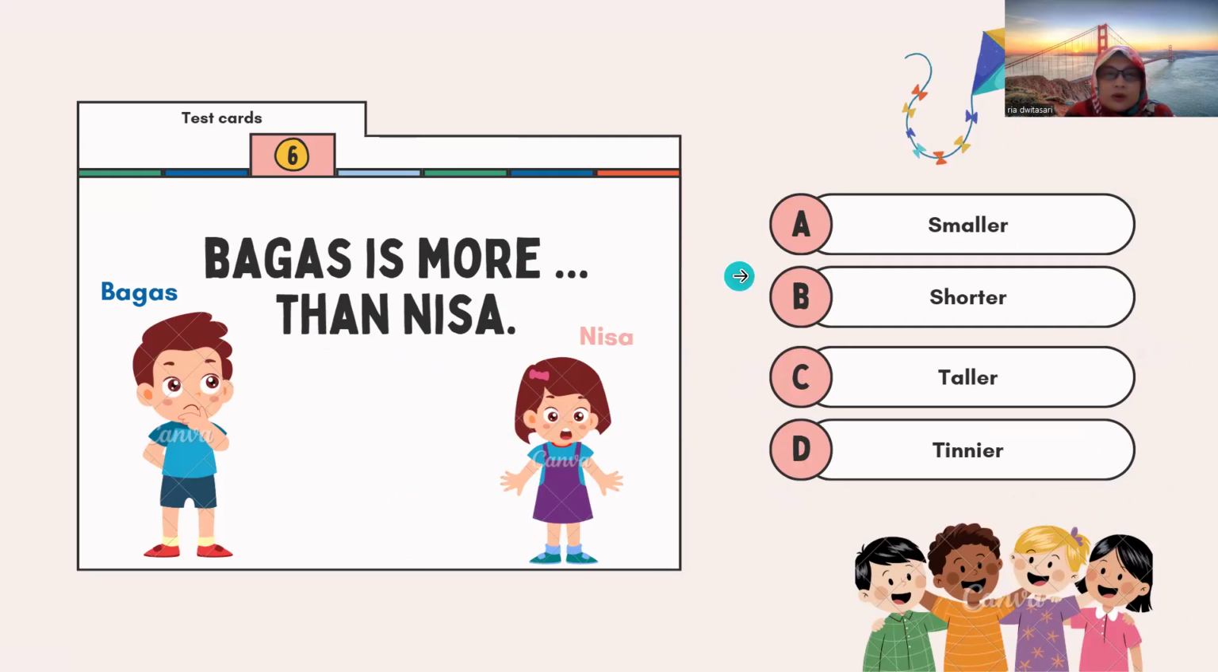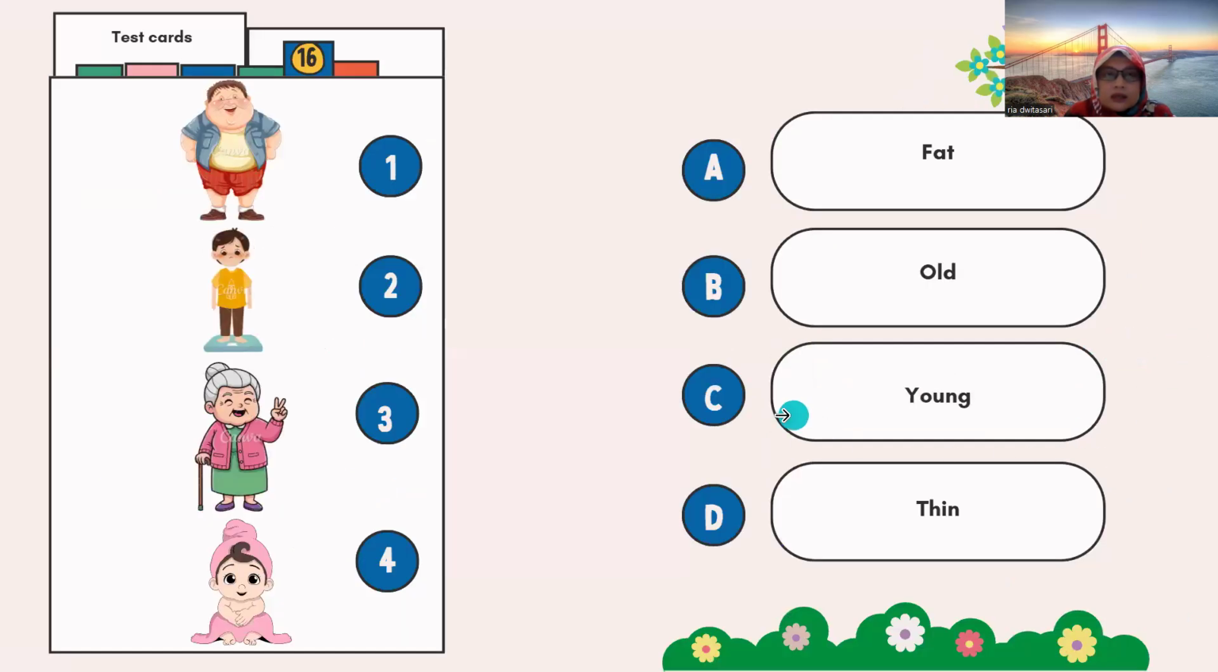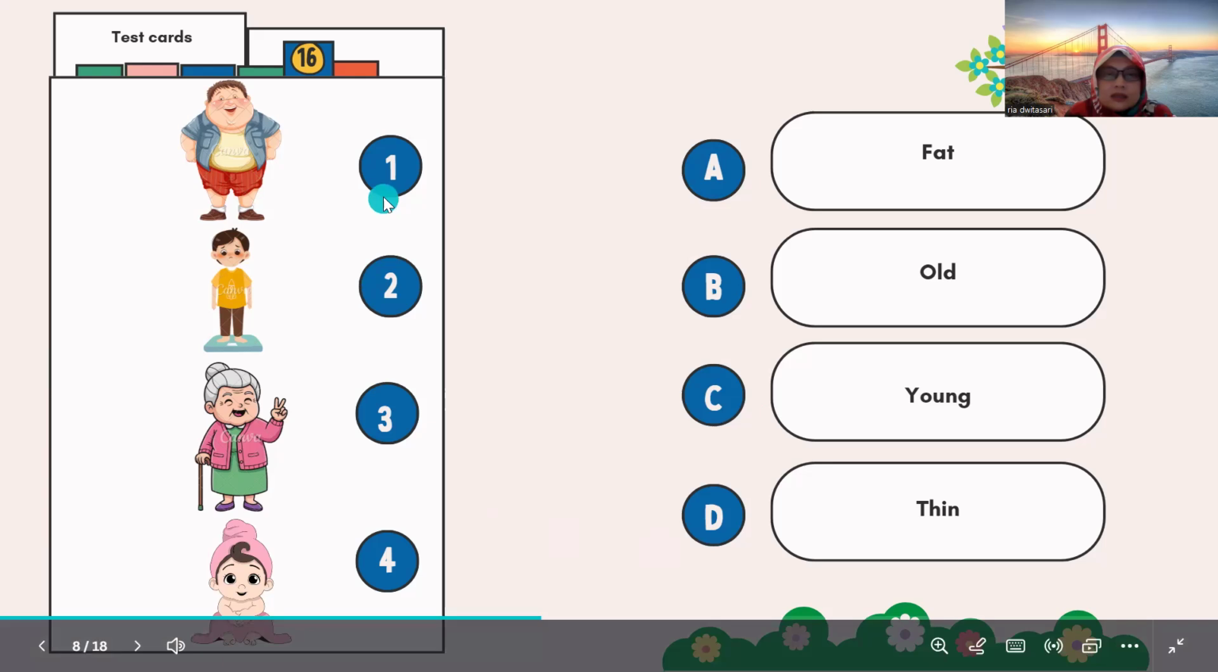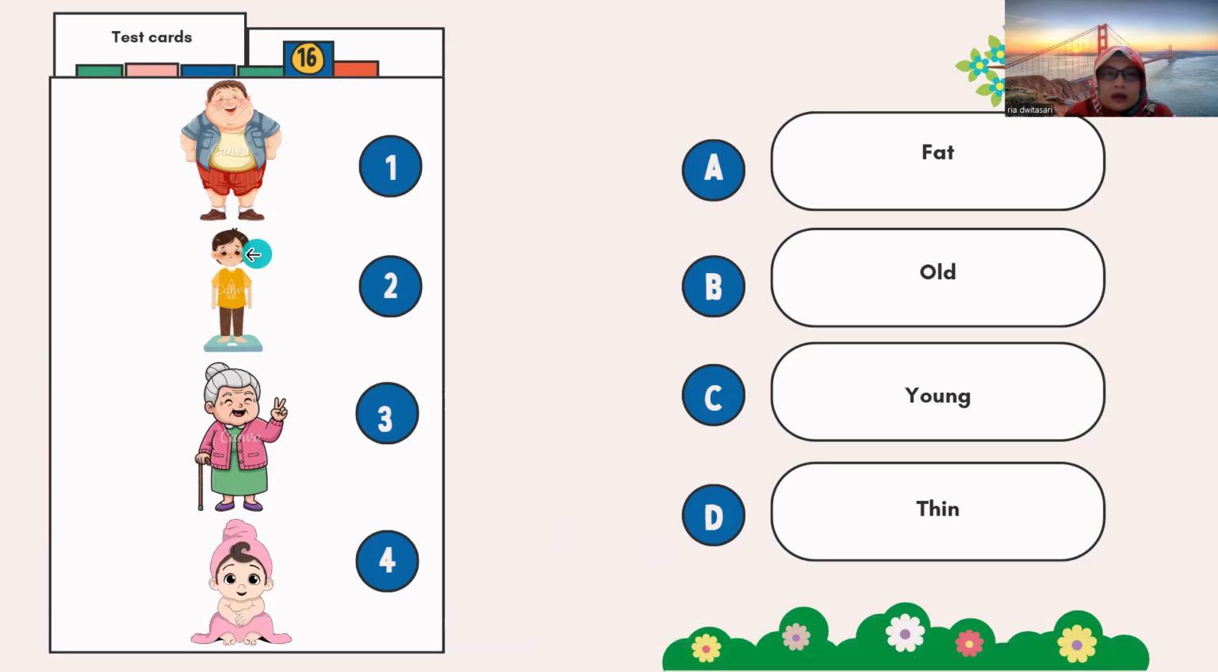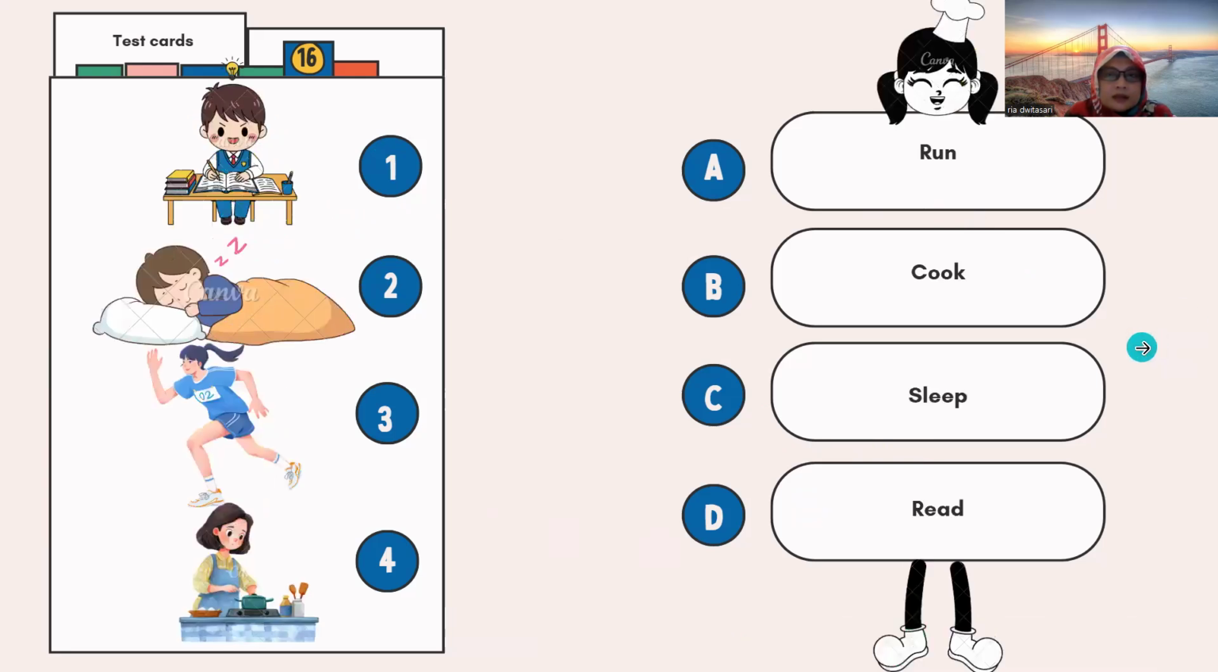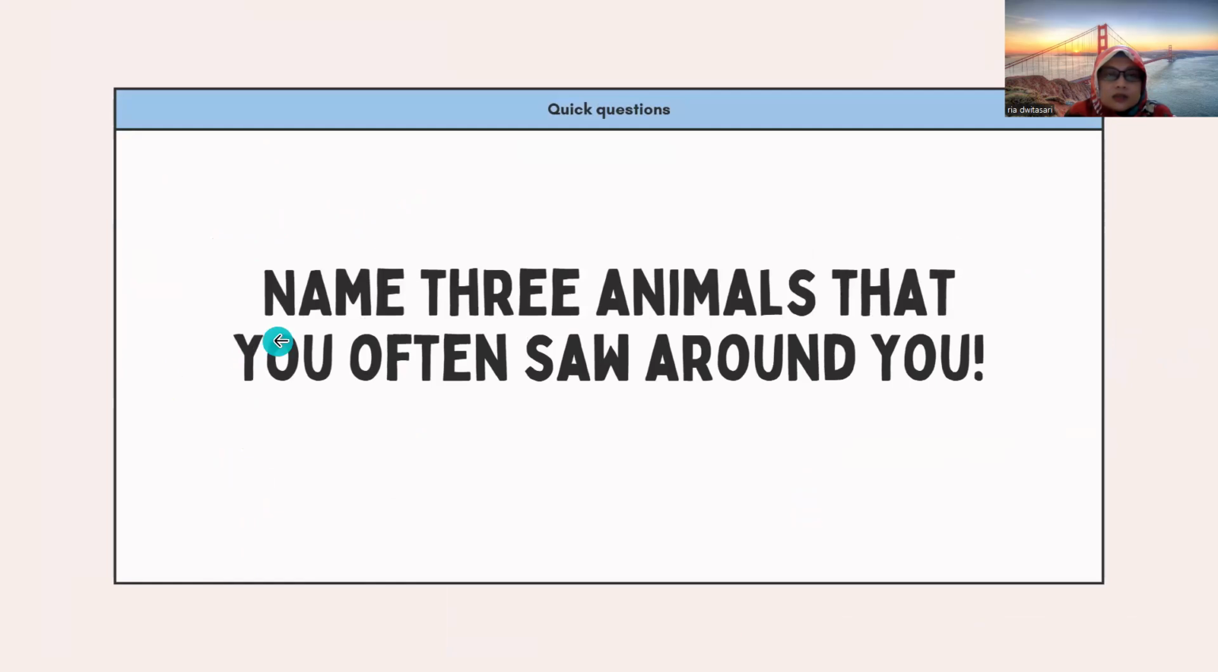Like this, Bagas is more blah blah blah than Nisa. Something like that. And also I have a question like this: students need to pair number one to A, B, C, D. I think it's more interesting. So your students can answer one by one in turn, like this. And then another question, a quick question, like name three animals that you often see around you, something like that.